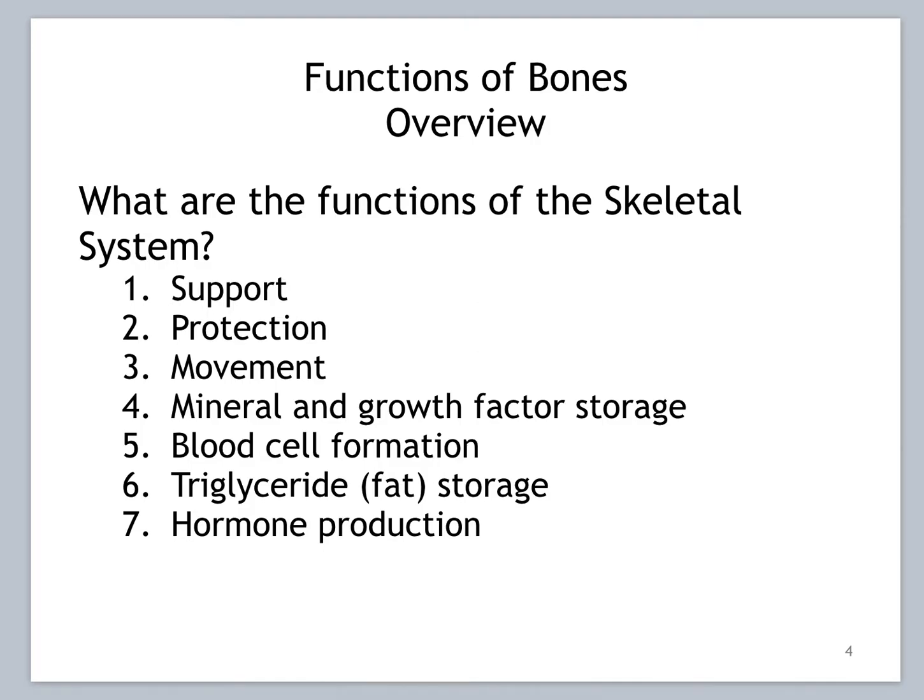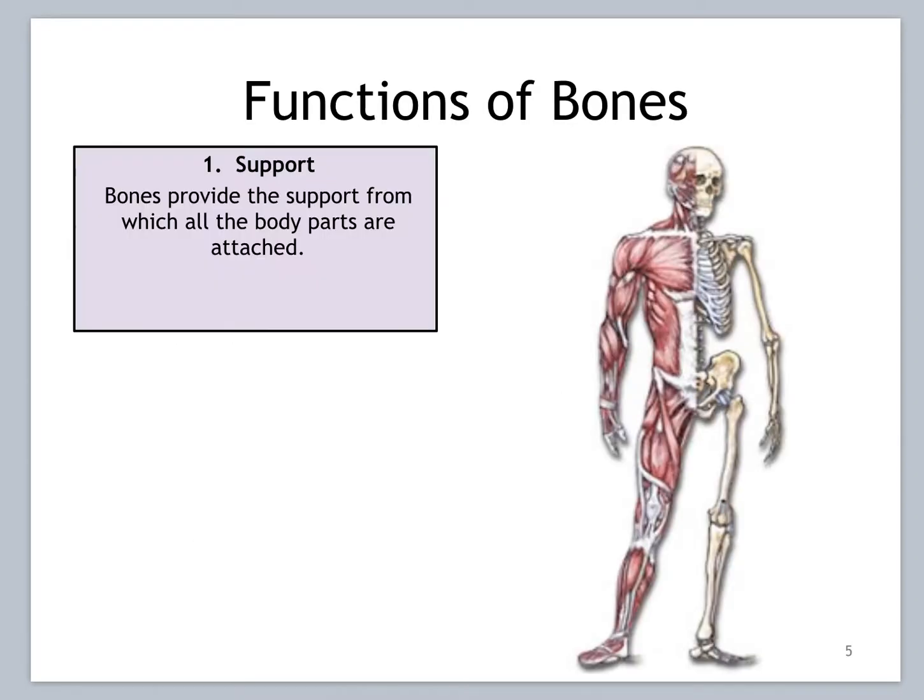Functions of the skeletal system. Seven main functions of the skeletal system are listed here. The first function is support. The bones provide the support that all the body parts are attached to. The muscles are attached to the bone, the organs are attached to the bones. The bones act as a framework for the rest of the body to be upright and together.